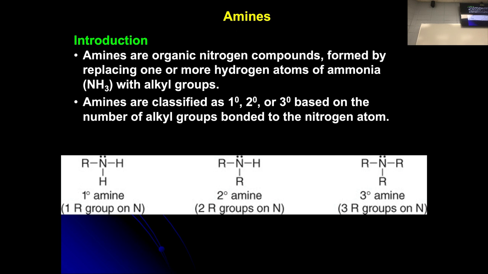All amines must have a lone pair of electrons on the nitrogen. Can I put a 4th group on the nitrogen? Yes, I can, but it is no longer an amine. It then becomes an ammonium salt. Okay? An amine must have a lone pair of electrons on the nitrogen. So I can have primary, secondary, and tertiary amines. The R groups can be the same or they can be different. It doesn't matter.